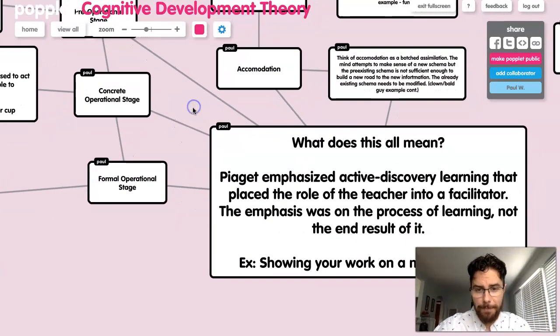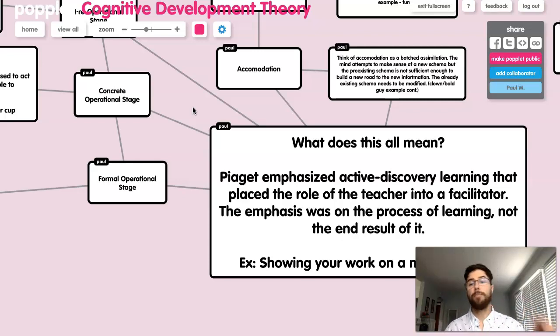So what does this all mean? With Piaget, he's concerned about the teacher as a facilitator. The emphasis is on the process. He doesn't want the kid just listening to the teacher and memorizing everything. So the example I want to end it with is the math. If Piaget is your teacher, you give your test to him, you've got all the right answers, but you didn't show any of your work. Piaget says, "Look, man, you got an F. You didn't show me any of your process. I don't know what you did."